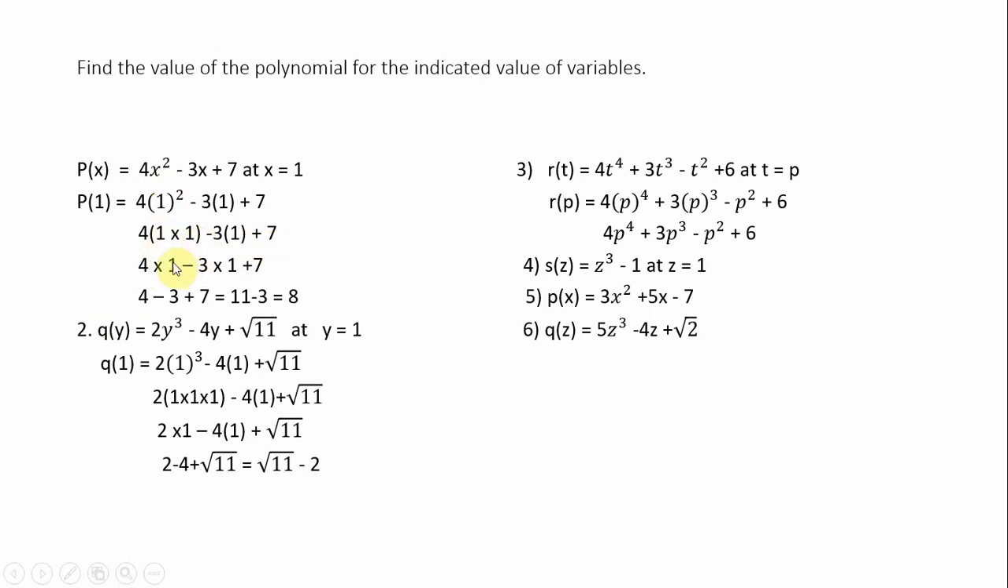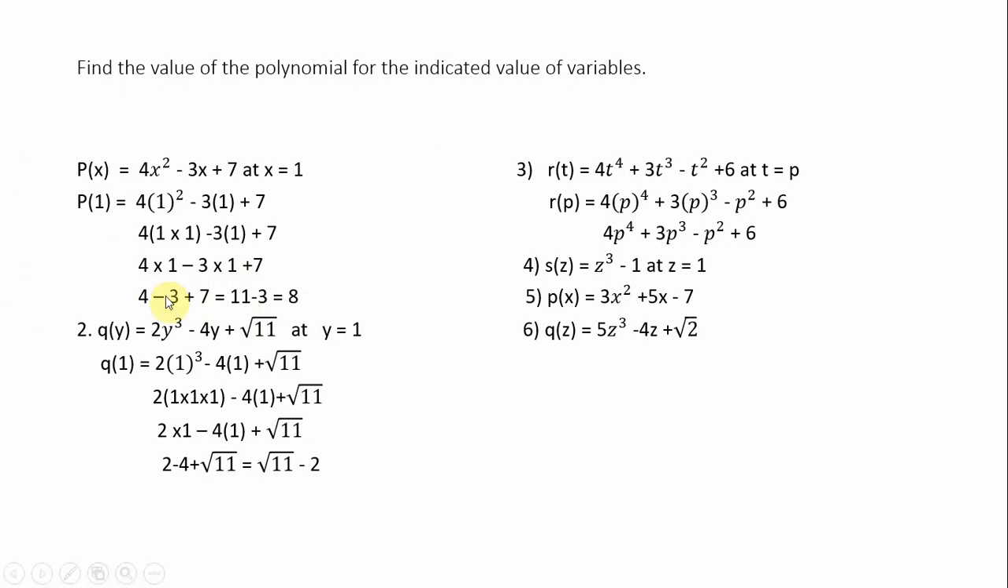So 1 into 1 is again 1. So 4 into 1 minus 3 into 1 plus 7. Now 4 into 1 is equal to 4, minus 3 into 1 is equal to 3, plus 7. 4 minus 3 plus 7. So 4 plus 7, both are with a plus symbol, so first I have added that as 11, and minus 3, which in turn you are going to get as 8. So P of x value when x is equal to 1 is equal to 8.